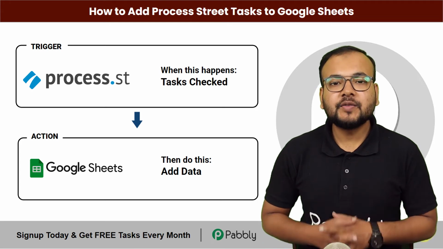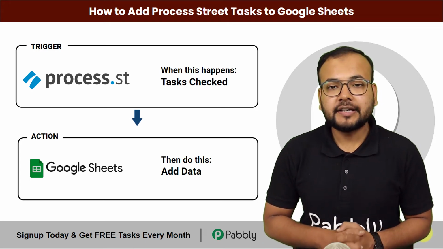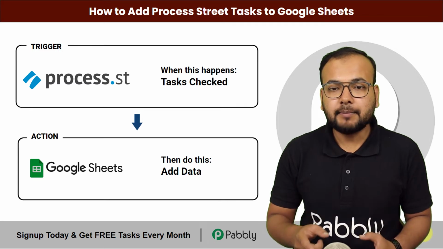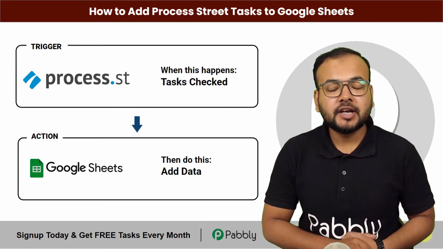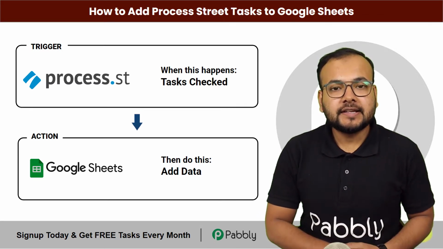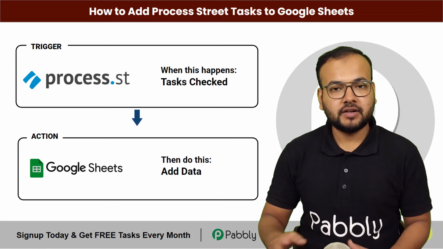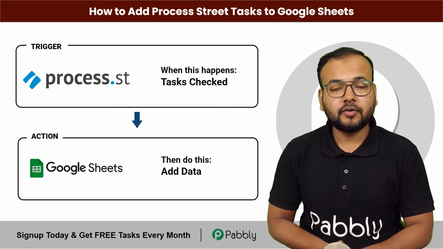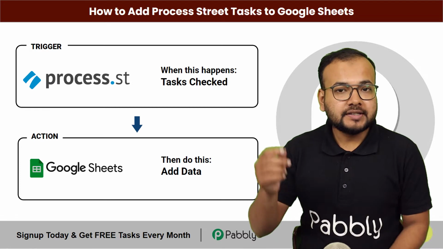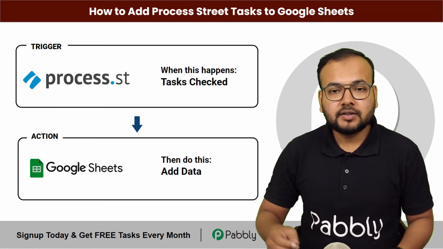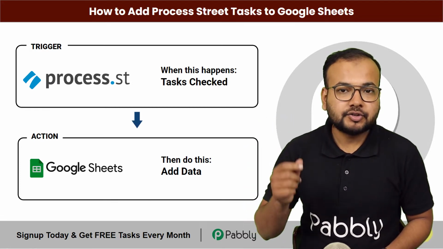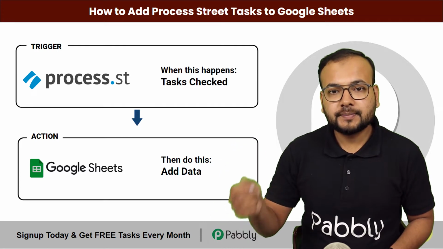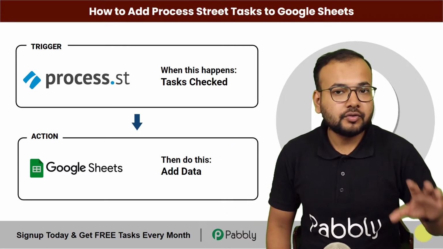In this video, you will learn how you can connect or integrate your Process Street application with your Google Sheets. So guys, Process Street is a process management application in which you can create workflows of your processes. Okay, so guys, if you want to add the tasks you are checking inside the Process Street into your Google Sheets spreadsheet application, this automation is for you.